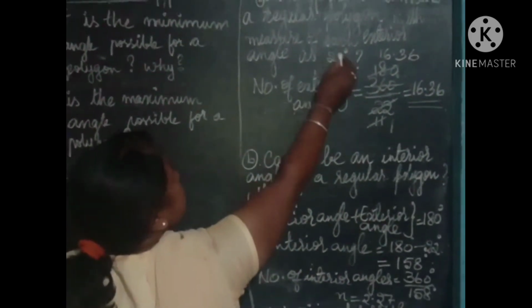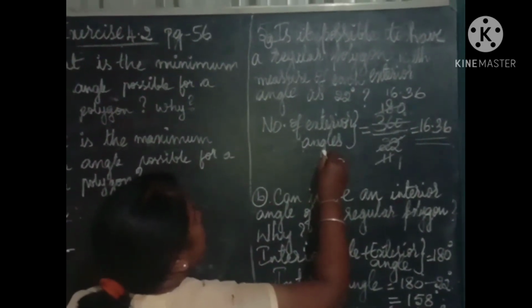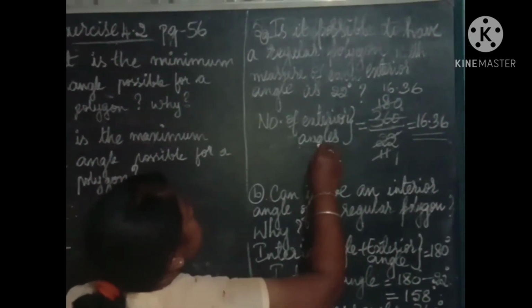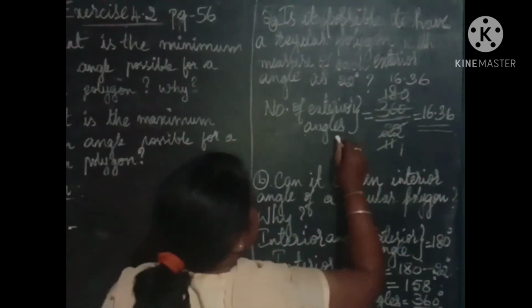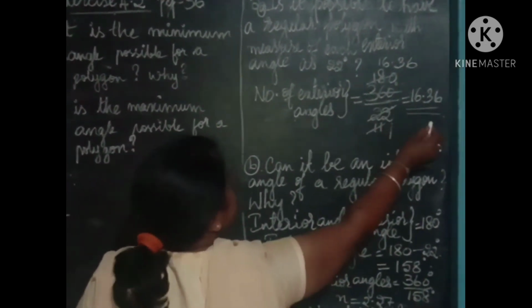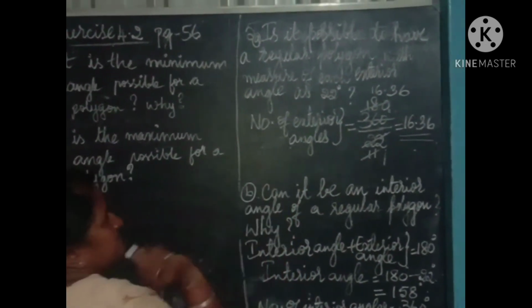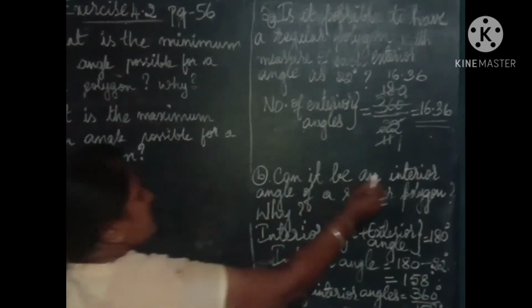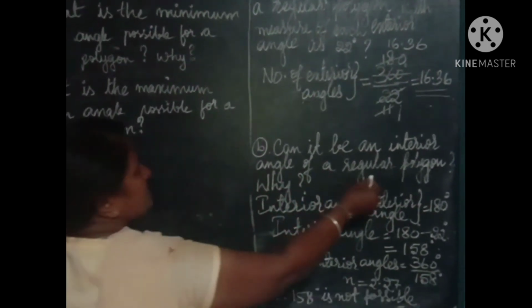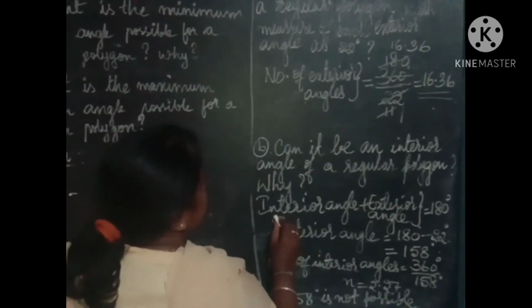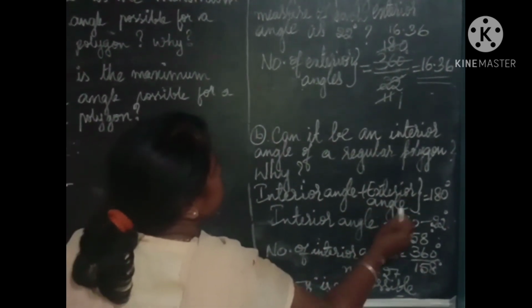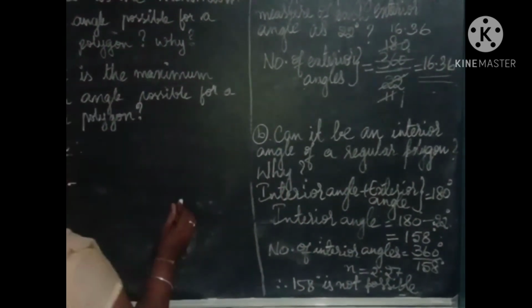So here we studied about the exterior angles. Is it possible to have a regular polygon with the measure of each exterior angle 22? So 360 by 22, we got a decimal, so it is not possible. Now, can it be an interior angle of a regular polygon? Why? Know that interior angle plus exterior angle is equal to 180. How, children? How is it?